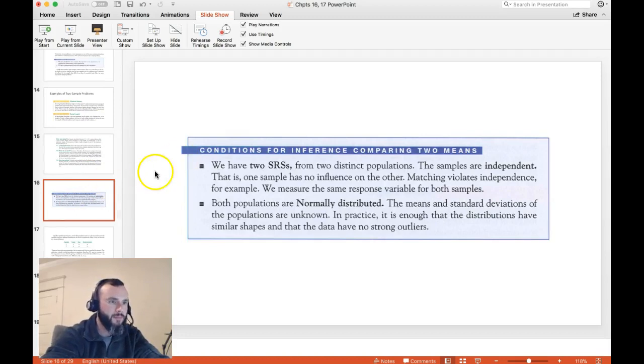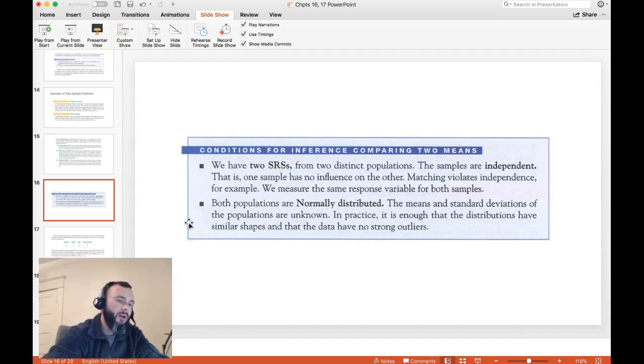So here are some conditions for inference comparing two means. Say we have two SRSs from two distinct populations. The samples are independent. That is, one sample has no influence on the other. Matching violates independence. So we need to measure the same response variable for both samples. So matching, when I think about matching, I think back about the dependent probability and or conditional, where one influences the next.